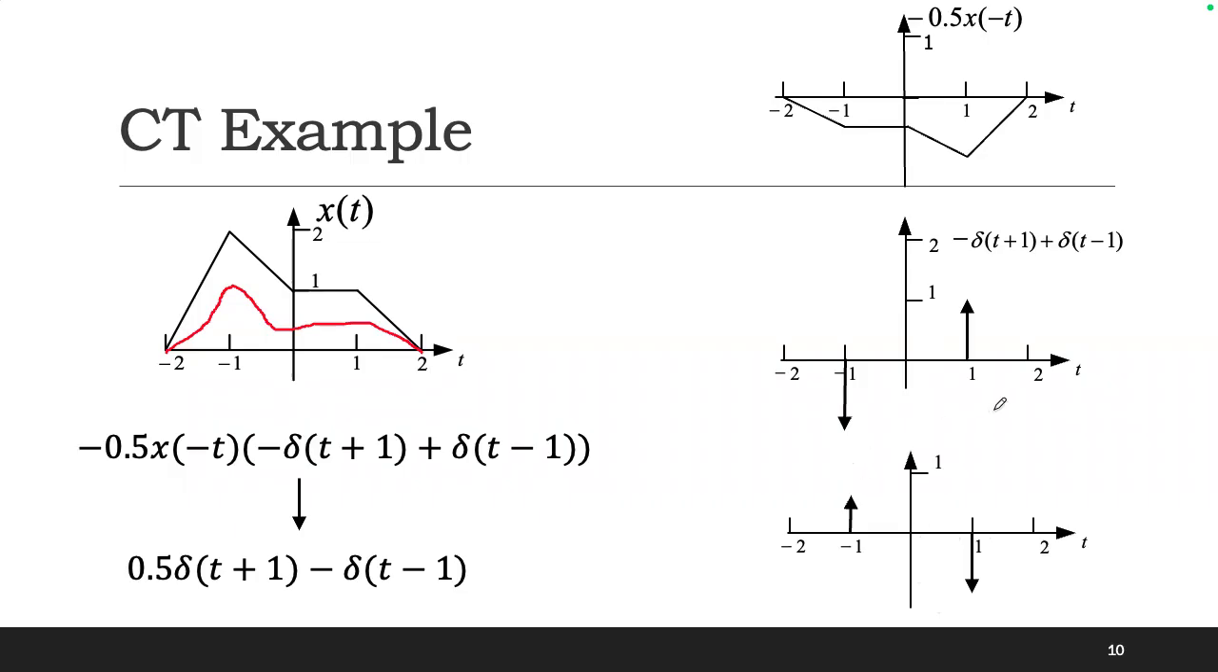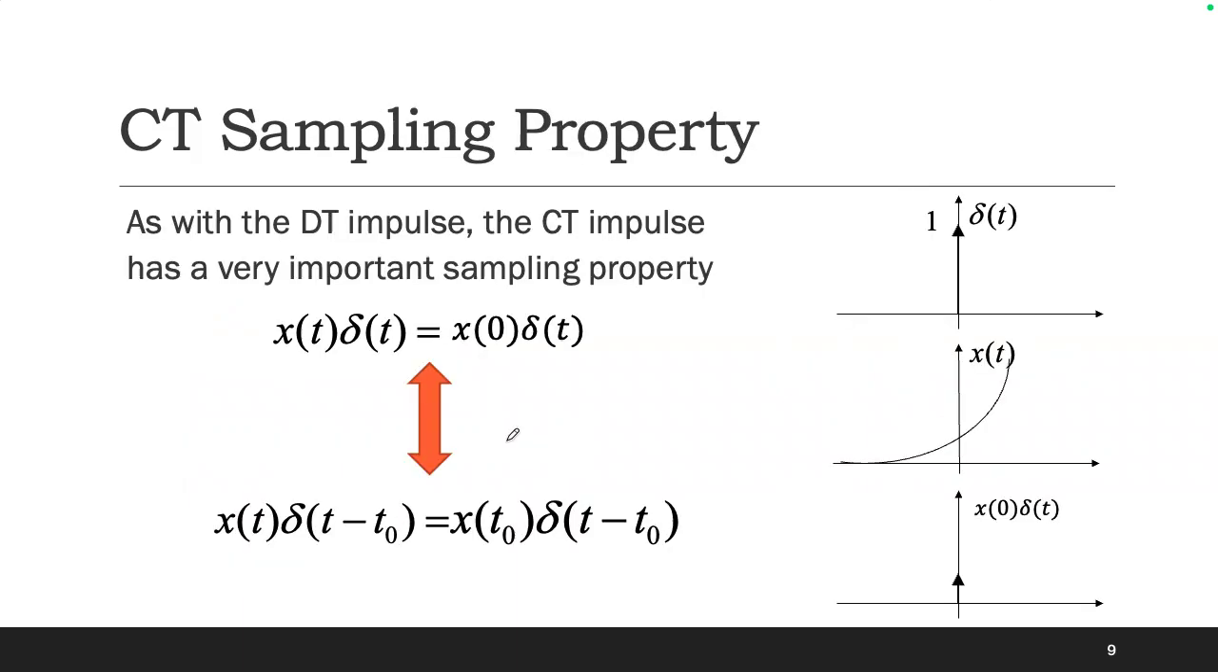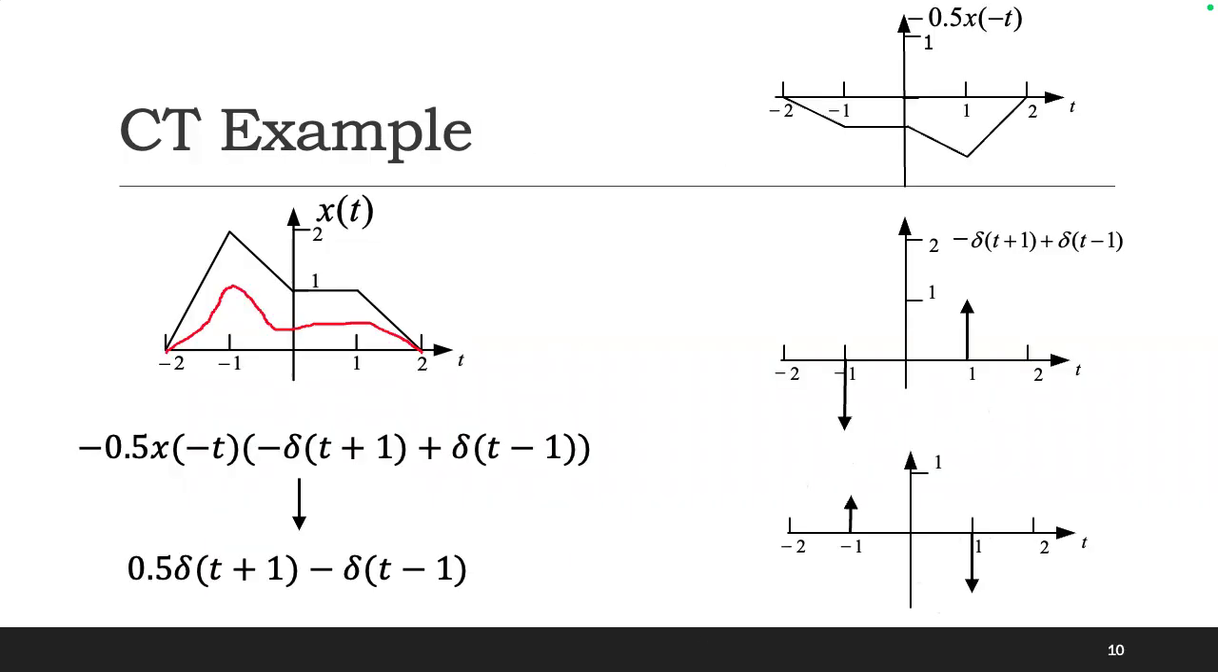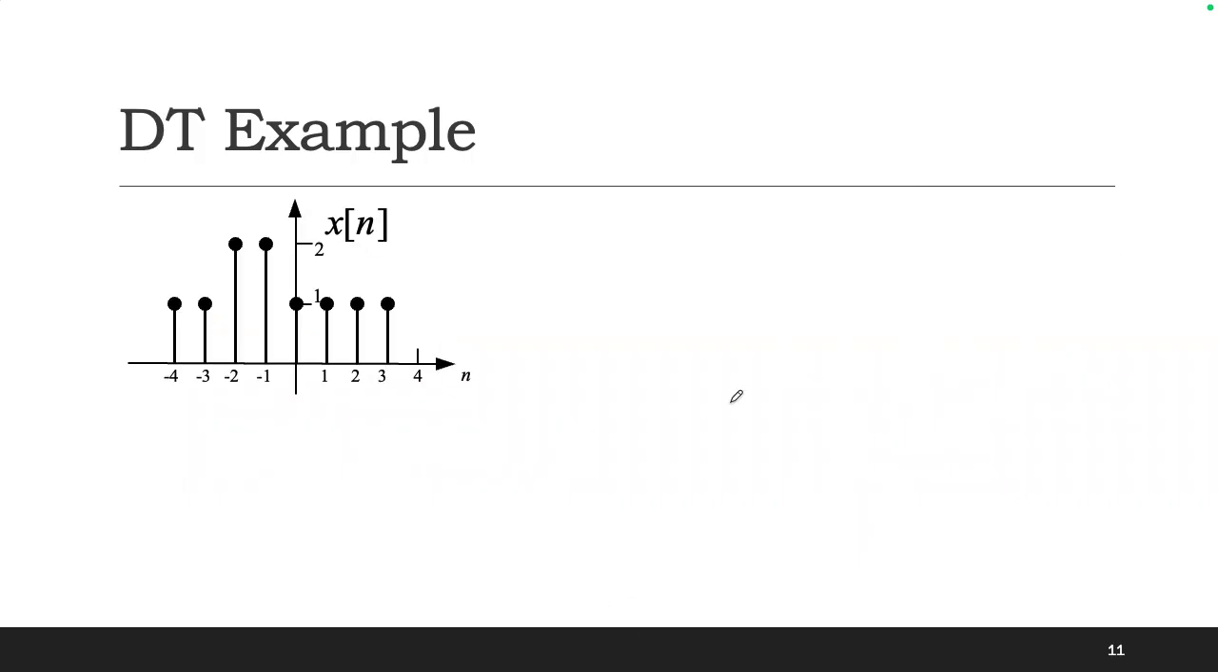Use this equation. Also, you can use the equation we talked about here. That makes sense to you? Yeah, you can easily get it. Any questions so far? Okay, this is the CT example, like a sampling example. Okay, let's talk about the other, the DT example.